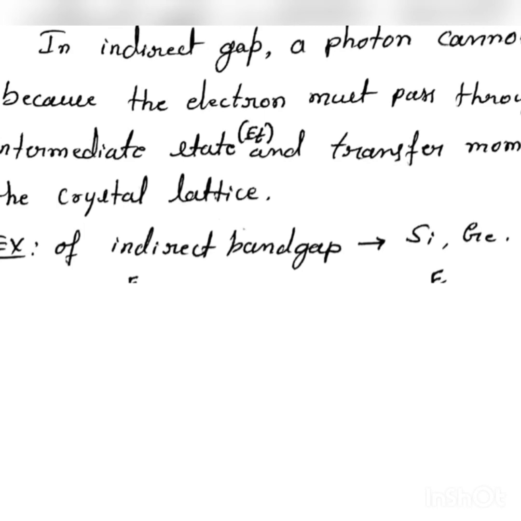So there should be a change in momentum. The electrons in the conduction band will go to a defect state ET, and from there it will come back to the valence band.